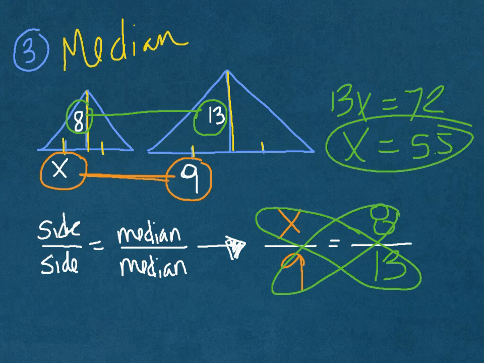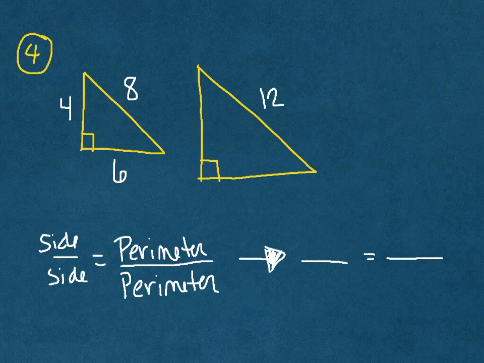What a beaut. Alright, last but not least for triangles is talking about perimeter. In case you forgot what perimeter means, it's the distance around the outside.